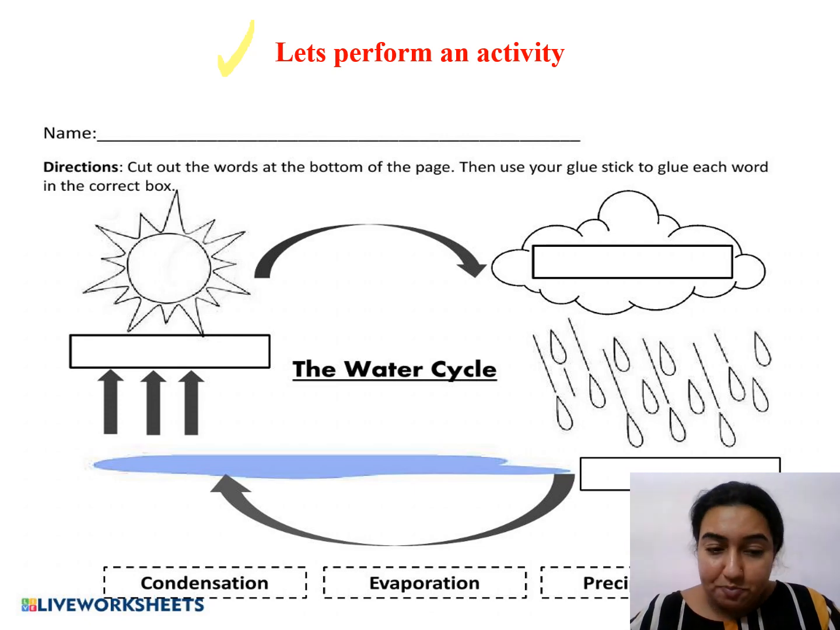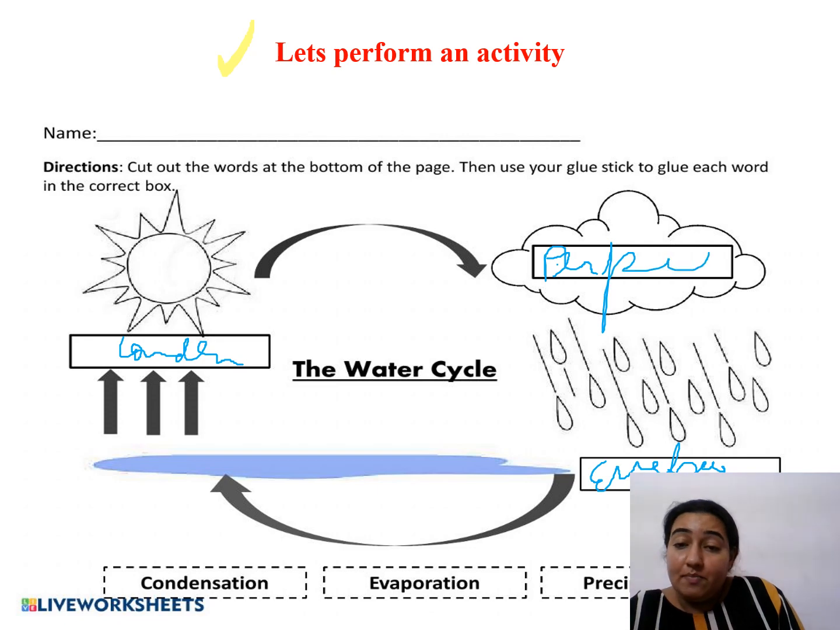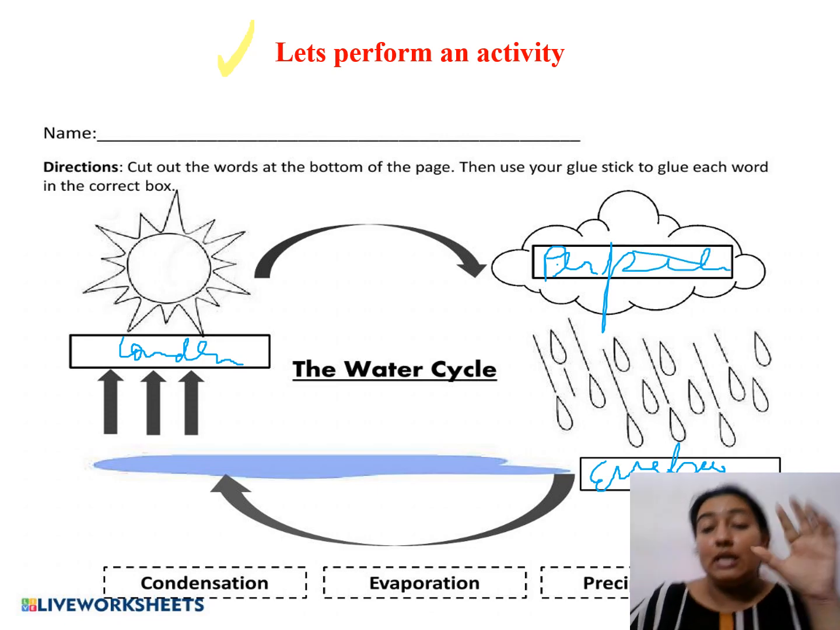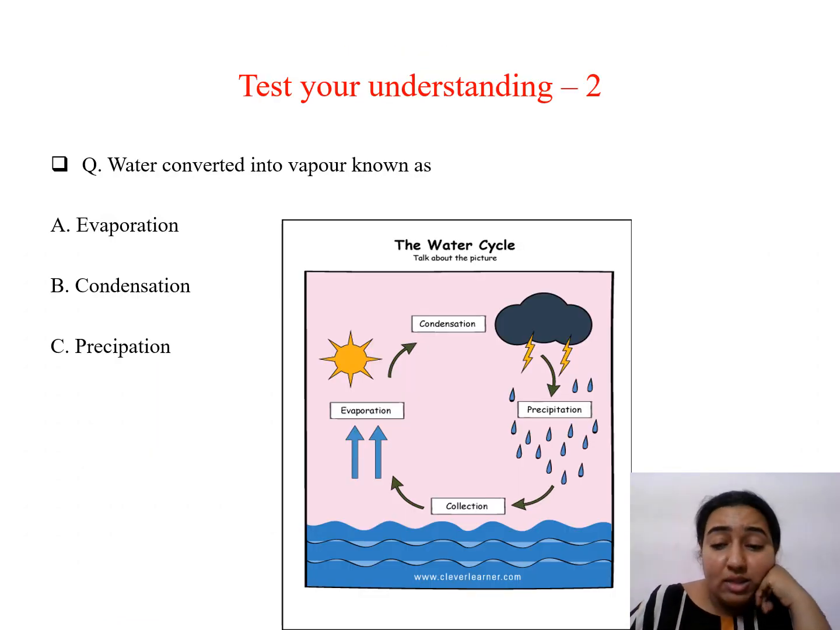Now, what is the process going on? The first process is condensation. Then the second process is evaporation. Now this is forming into vapor, that is forming small particles, that is known as precipitation. So these are the three different processes of the water cycle. Now let's move forward.